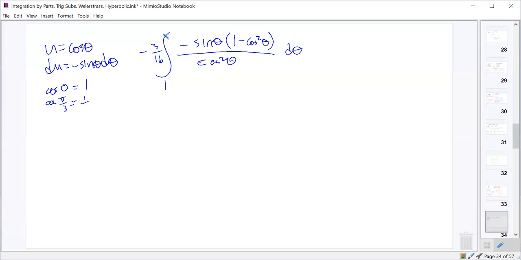Sorry, I shouldn't have written those in there yet because we didn't actually convert that into u's yet. So we'll leave those as 0 and pi over 3 until we convert it. So let's do the conversion into u. So this becomes negative 3/16. Now it's 1 to 1/2. And then this becomes 1 minus u squared du over u squared. Everybody okay with that now? Sorry about that. Got ahead of myself a bit.